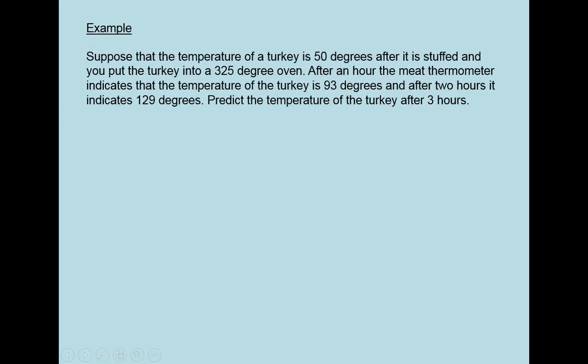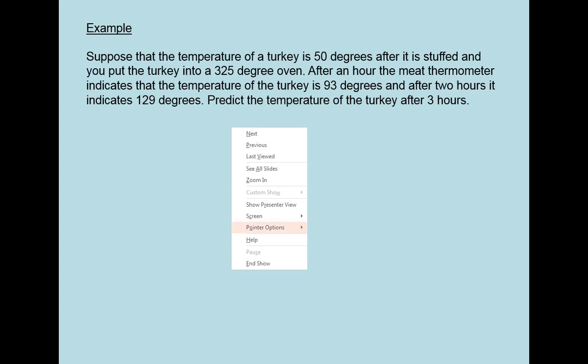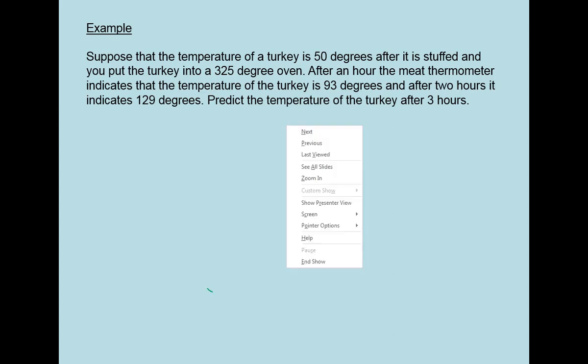Suppose that the temperature of a turkey is 50 degrees after it is stuffed, and you put the turkey into a 325-degree oven. After an hour, the meat thermometer indicates the temperature of the turkey is 93 degrees, and after 2 hours, it indicates 129 degrees. Predict the temperature of the turkey after 3 hours. Now let's just get a general feel for this problem.